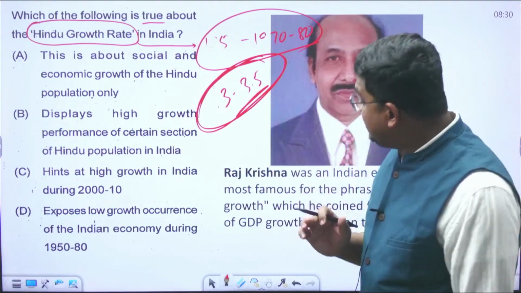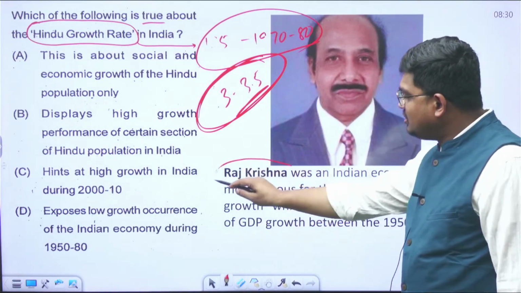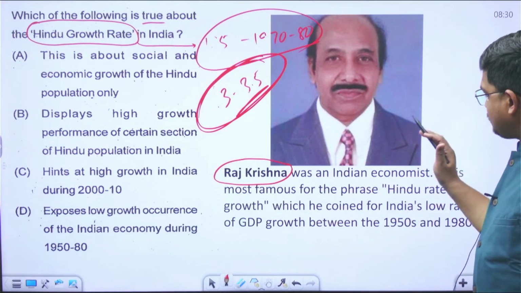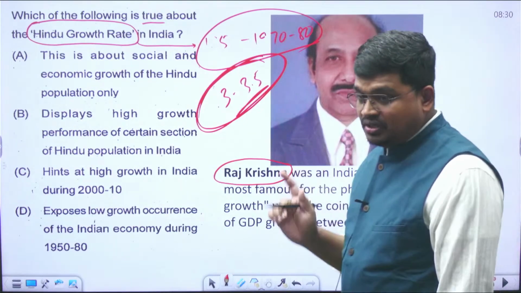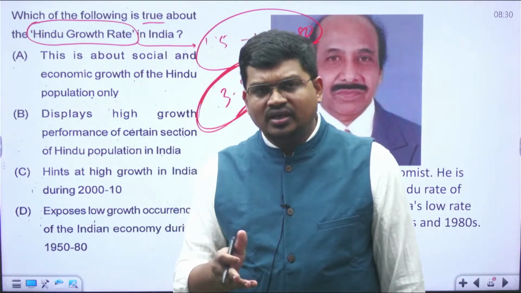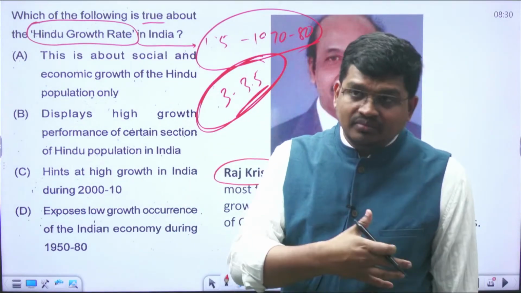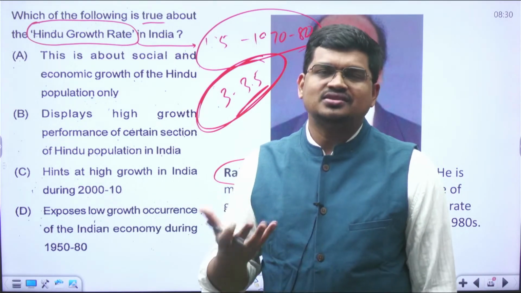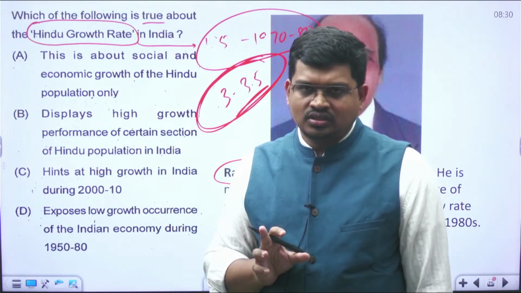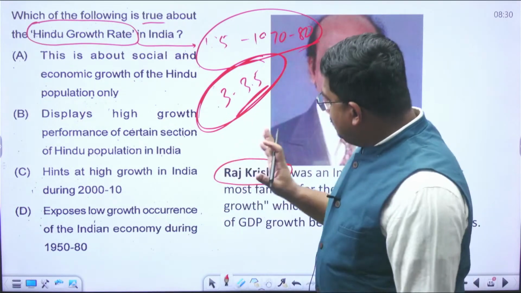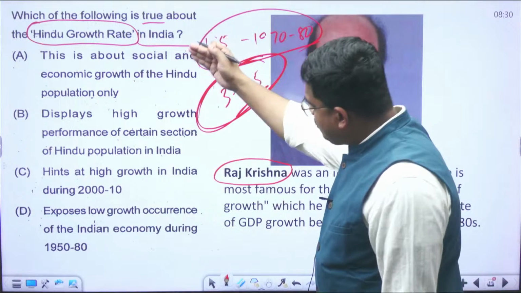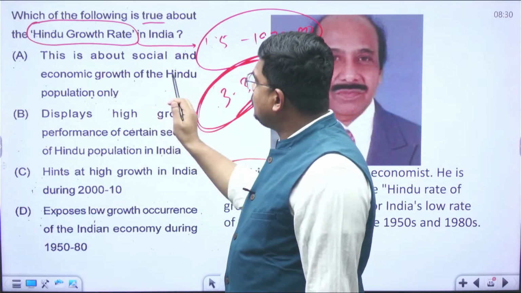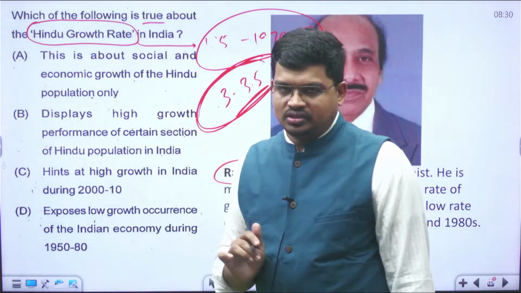The name has been given by Professor Raj Krishna. This person has given the name Hindu rate of growth. Why? Because as per him, India is a land of Hindus. So that is the reason he has given it. If you come to the option that this is about social and economic growth of the Hindu population only, it's not.